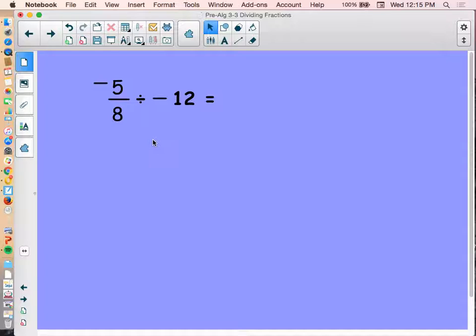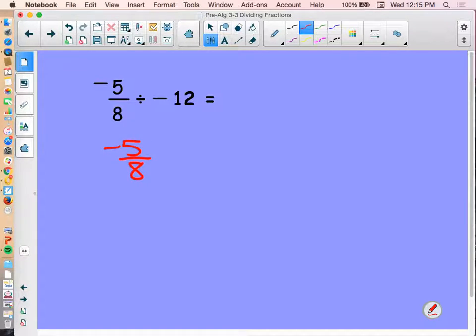-5/8 divided by -12. Try it yourself. -5/8 stays the same. We change this to multiply, and we flip this. Remember, this is like being over 1, so it's -1/12.